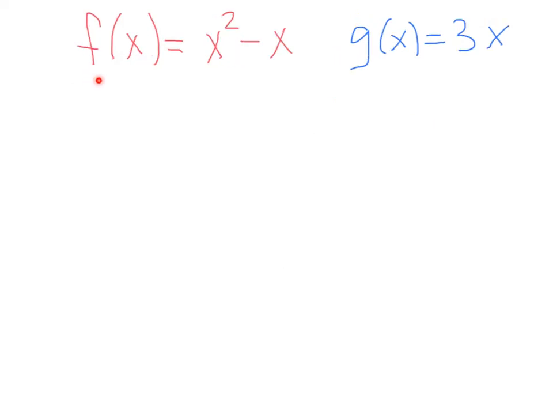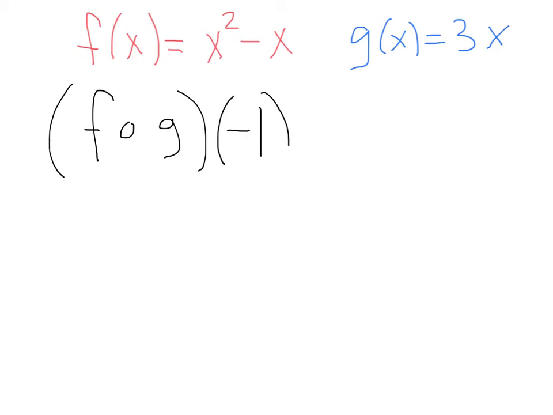Okay, here we have f of x equals x squared minus x, and our second function is g of x equals 3x. This time, let's go ahead and find f of g of negative 1. f of g of negative 1. In this case here, when we have a number instead of a variable, we're going to start out the same exact way. First, we want to find our f of g function. So what this f of g means, remember, is we're going to be plugging g in, this whole function, for every x here.